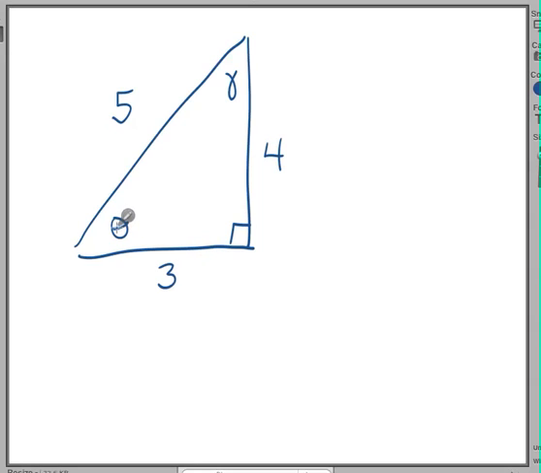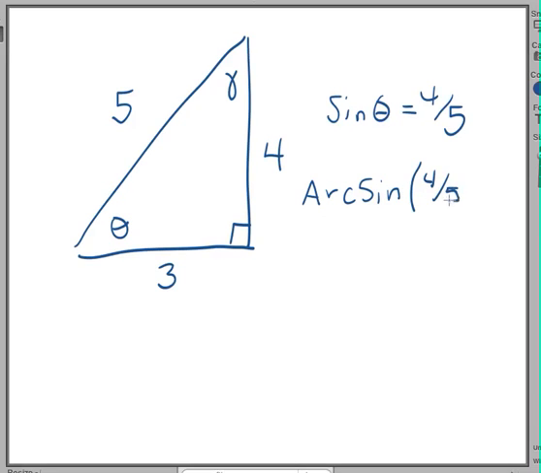So we can't really do anything. We can't say what the sine of theta is. So maybe we'll do this. We do know that the sine of theta equals 4 over 5, but that still doesn't give us theta. That gives us the sine of theta. So that's where we have our inverse trig functions, or our arc sine in this case. So the arc sine of 4 over 5 equals theta.